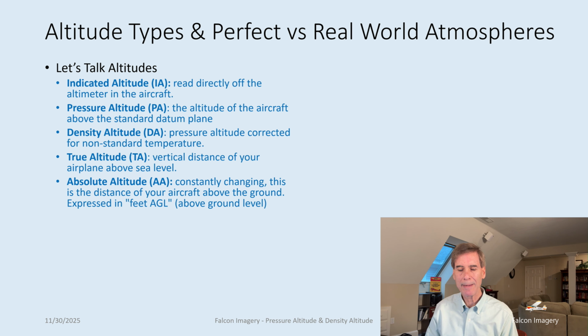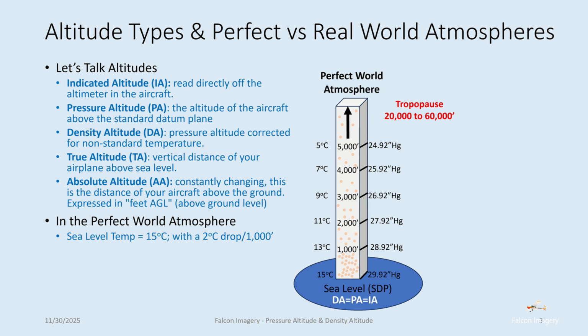And then we have absolute altitude. This is constantly changing. And this is the distance of your aircraft above the ground, expressed in feet AGL, or above ground level. In the perfect world atmosphere, we have at sea level a temperature of 15 degrees Celsius and a barometric pressure of 29.92 inches of mercury.